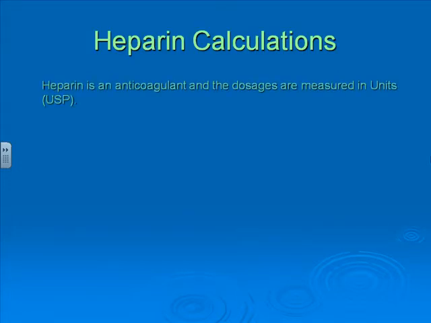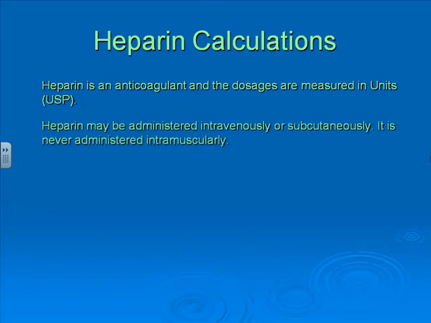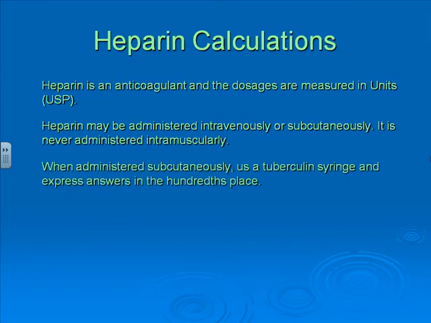Let's talk a bit about heparin. Heparin is an anticoagulant, and the dosages are measured in units. Heparin can be administered through an IV or subcutaneously. It's never administered intramuscularly. When administered subcutaneously, a syringe is used and the answers are expressed in the hundredths place.